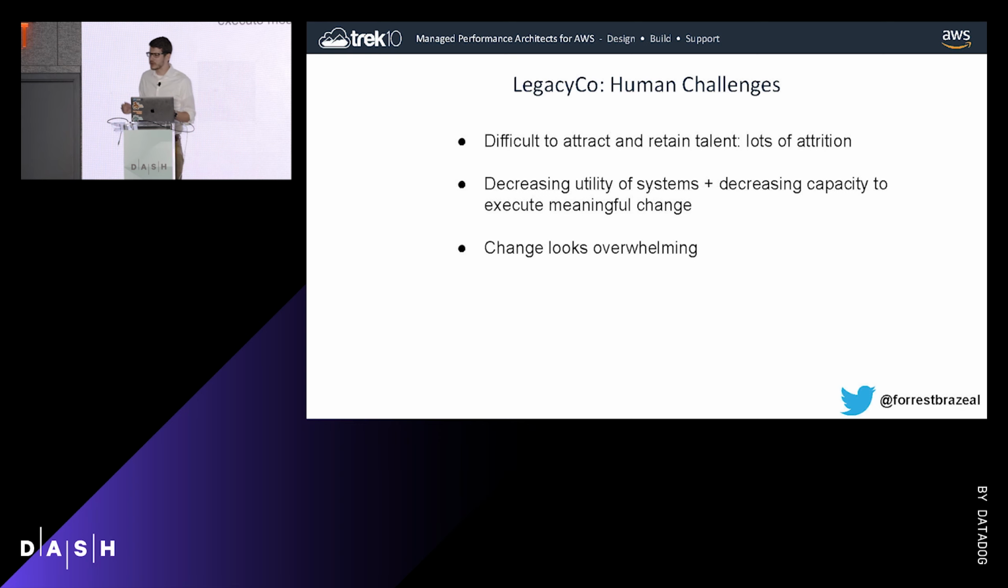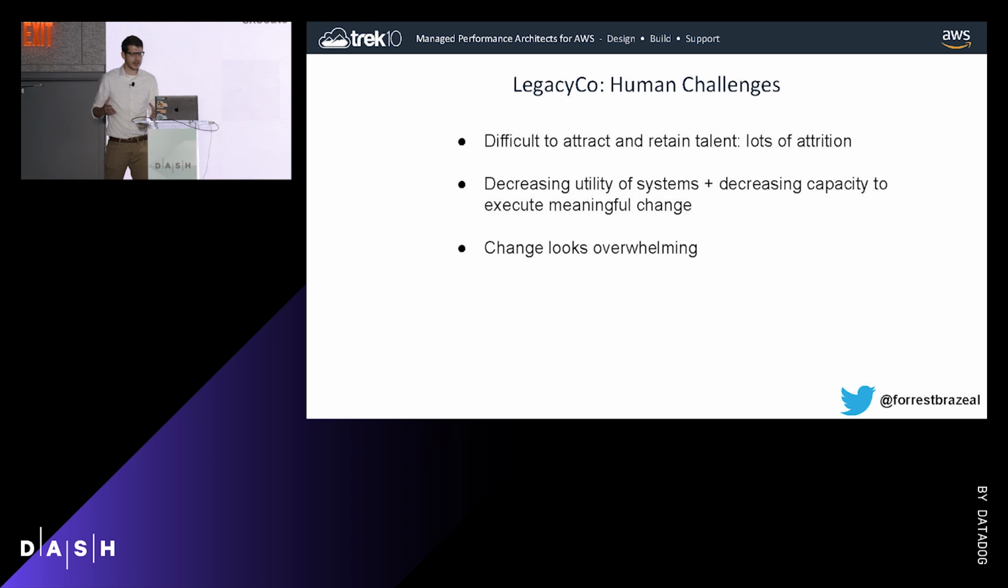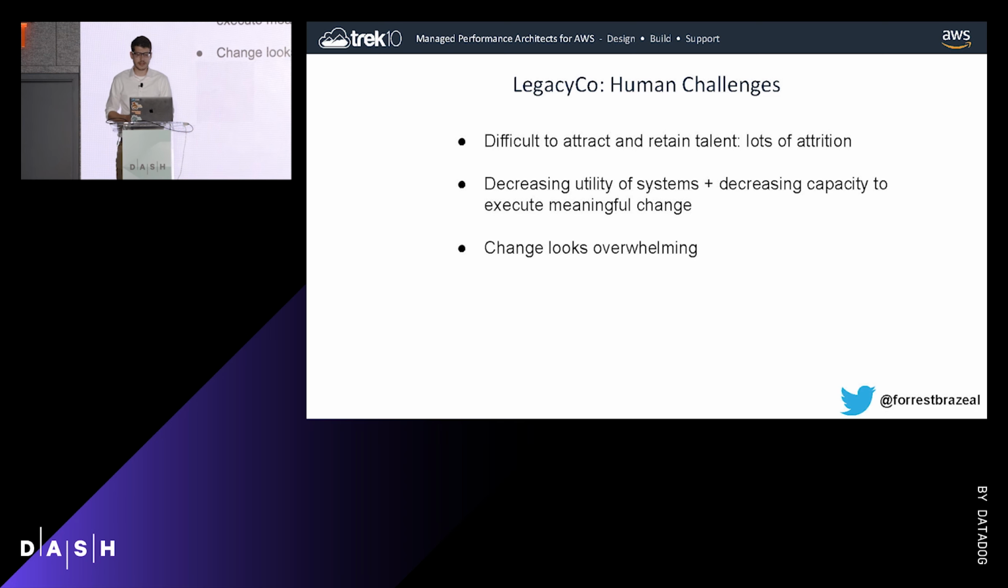And so you end up with this really frustrating catch-22, where on the one hand you have a decreasing utility of your systems, by which I mean you can take a lot of time to build things that don't really help you. Meanwhile, your competitors are moving faster, more nimbly, and at the same time, you've got a decreasing capacity to execute meaningful change. The people that can turn you around just aren't there anymore, or they're hamstrung and not able to innovate. And so finally, change itself begins to look overwhelming. You ever been in this situation? You wouldn't even know where to start trying to get out of this.